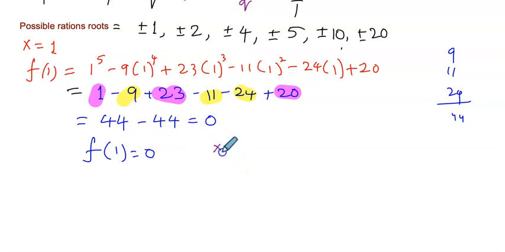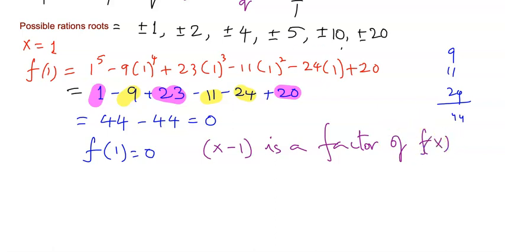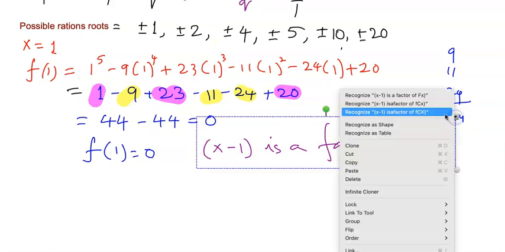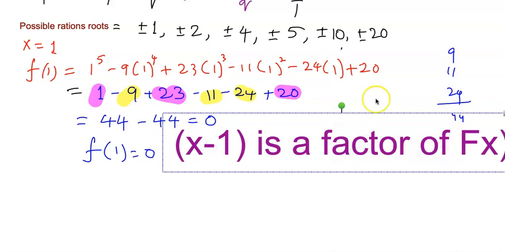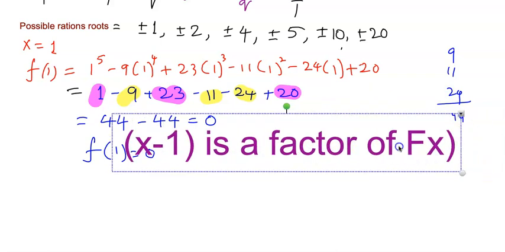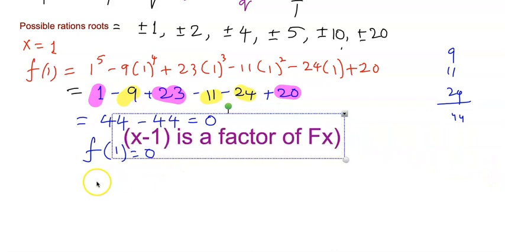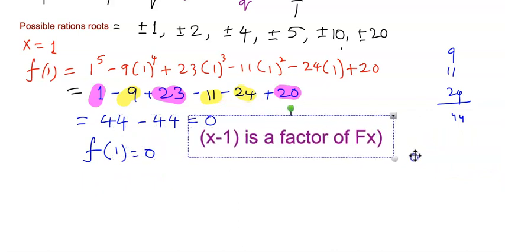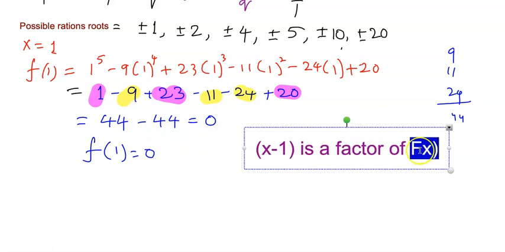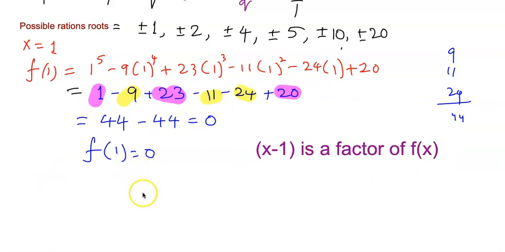Therefore, x minus 1 is a factor of f of x. Let me see. X minus 1 is a factor of f of x. Alright. Okay, here it is missing. Let me fix it up. Alright. X minus 1 is a factor.